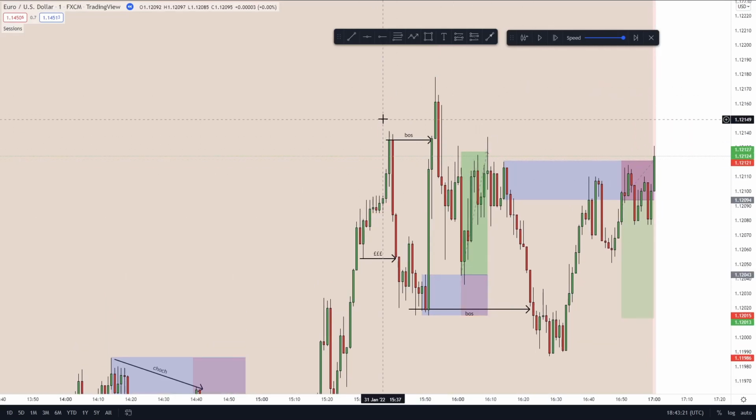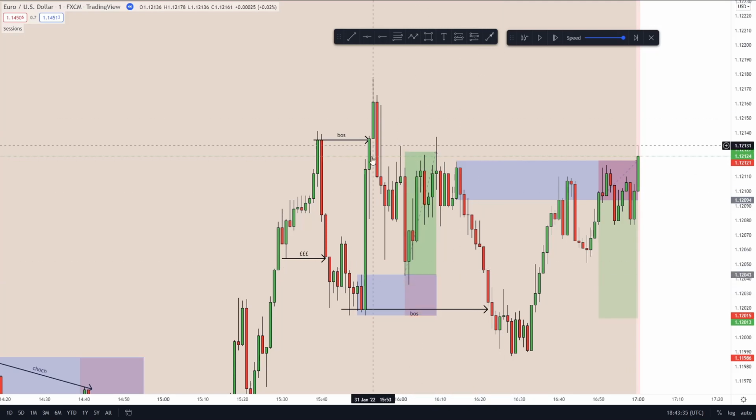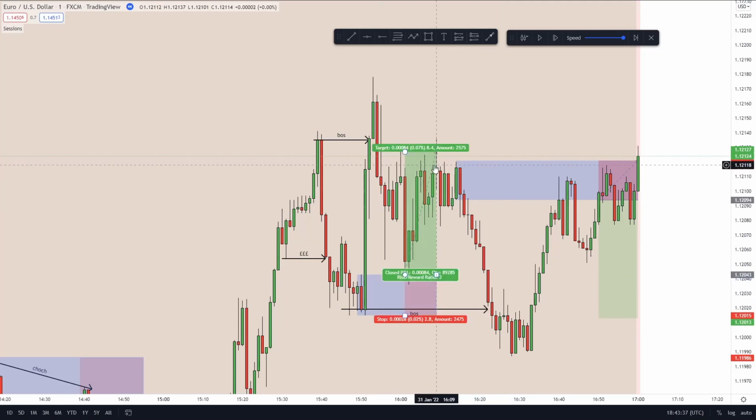So we come up here and we have this pullback and then this very, very impulsive move to the upside. I really like this area, this final down candle here, because of just how impulsive and bullish this move to the upside was. So price comes down, consolidates, tags us in, reaches our 1 to 3.